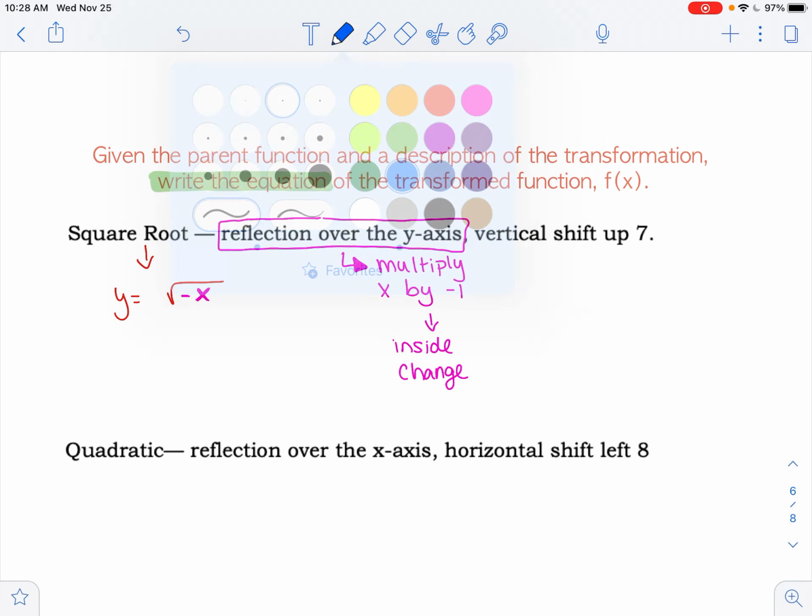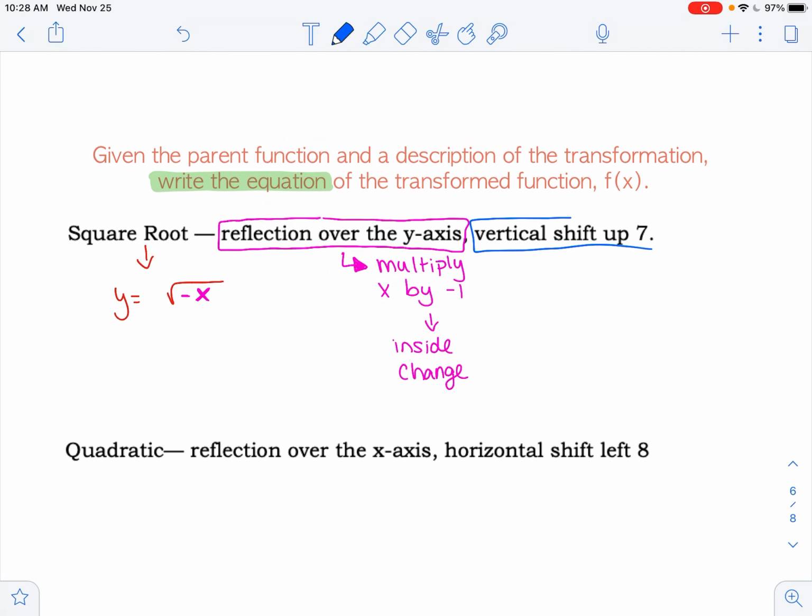Then it says vertical shift up 7. Vertical shift means outside. And since I'm going up, I'm going to add 7. So outside my square root function, I'm going to do plus 7. And that is the final equation here. y equals square root of negative x, plus 7 on the outside.